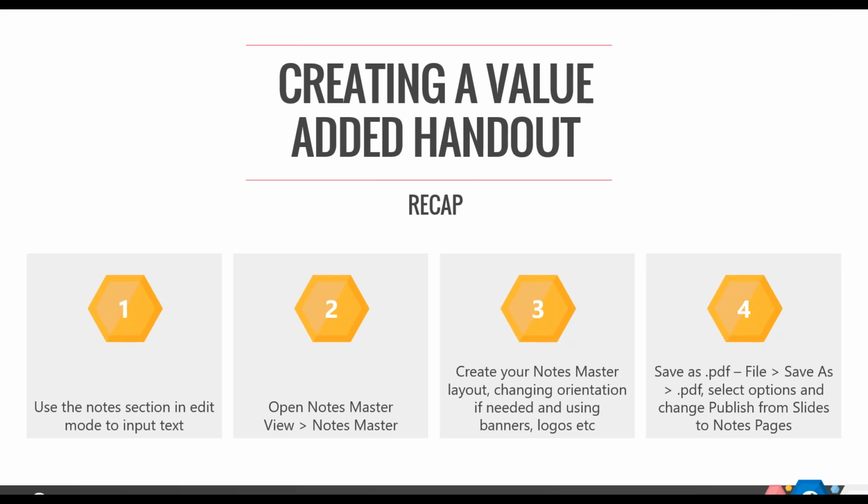Creating your Notes Master layout, so whether you're going to have it portrait or landscape, what ratio you're going to pick, making sure you're adding things like page numbers if you want, or headers, footers, logos, anything you want on there really, and changing the size of the slide compared to the notes and having the notes bigger, smaller, etc., etc. And finally, saving it as a PDF like I just did, selecting the options and changing the publish from slides just to notes pages and hitting publish. So really, really simple, easy as that.